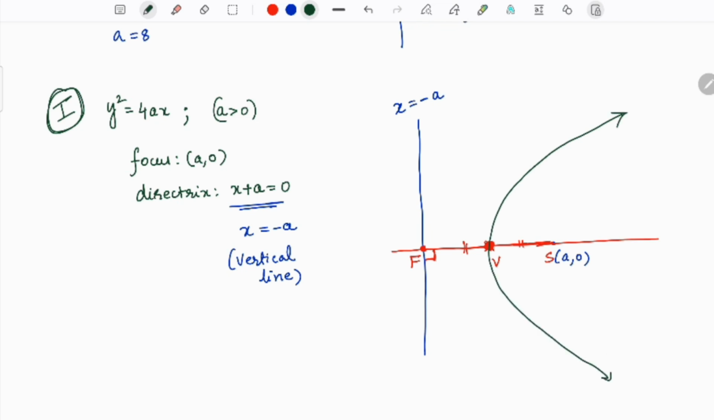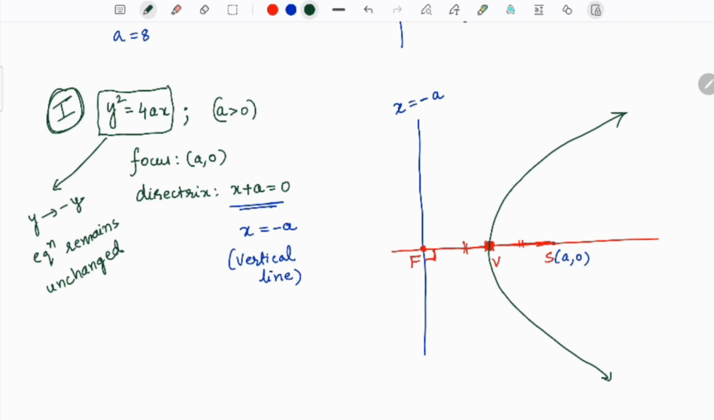All right. Since you have completed the functions chapter, in this equation, in place of y, if I put minus y, does the equation remain changed or unchanged? In place of y, you put minus y. The equation is remaining unchanged. Whenever in place of y, if you put minus y, the equation is not changed, that means what we have to understand.